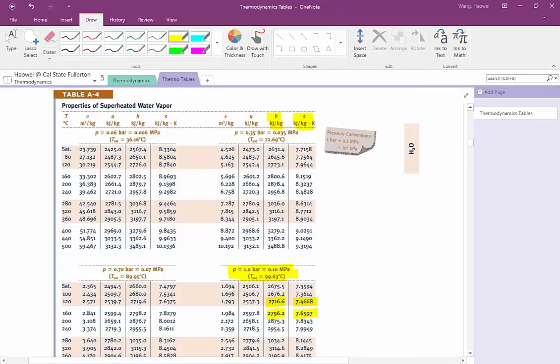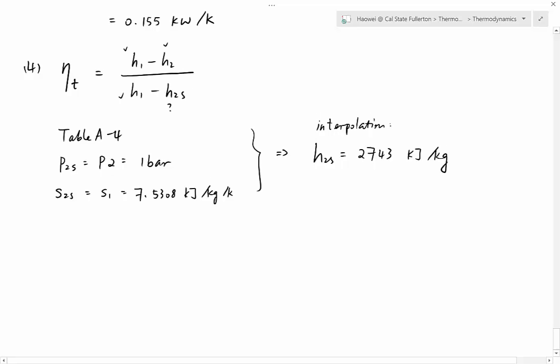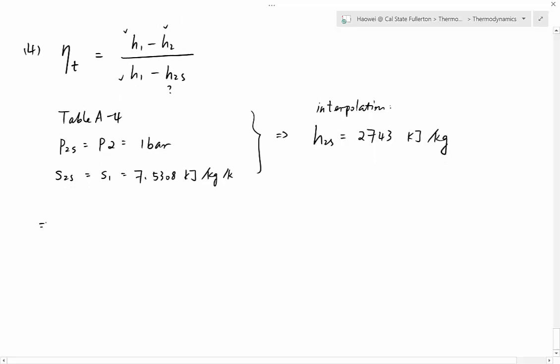Okay. All right, interpolation, we have done it so many times, you can use either Excel or MATLAB, or just by hand. From interpolation, we know H2S is 2743 kilojoule per kilogram. So now I have everything in the right hand side. I can easily find turbine efficiency, eta T.